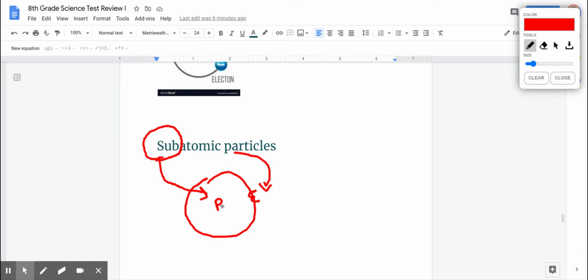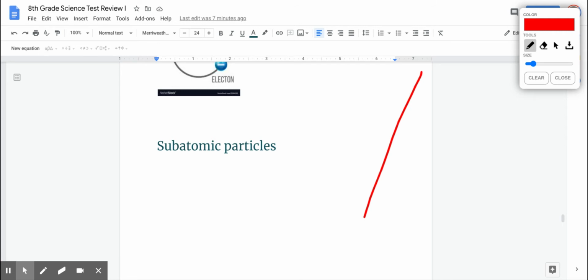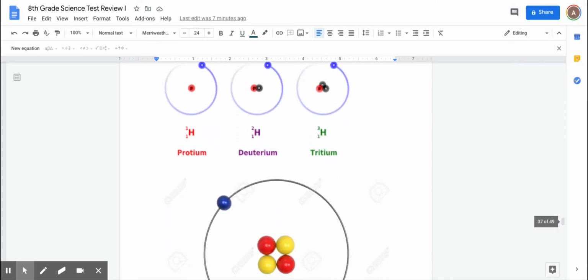And there are even smaller particles. There are quarks. Quarks are inside protons, and they're inside neutrons, which we'll talk about. So in a proton, there would be 2 up quarks, and in the neutron, there's 2 down quarks, but I'll go over that in a minute. And in the electron, there's nothing. There's nothing inside an electron as far as we know now.